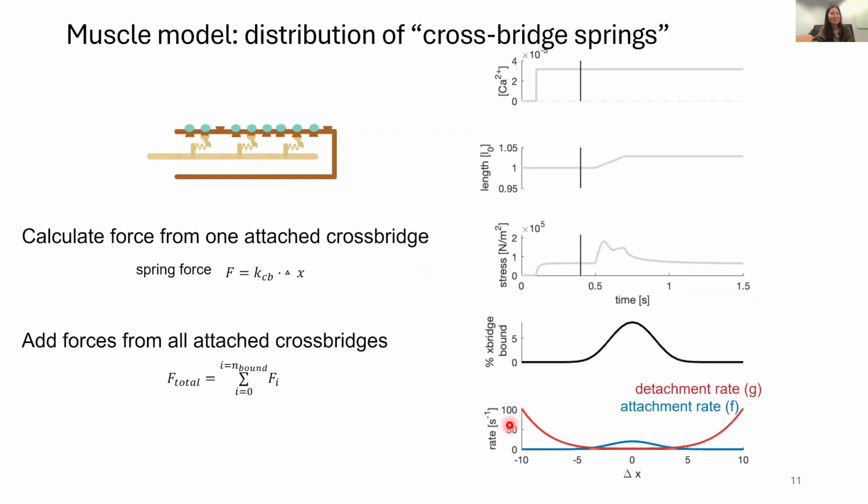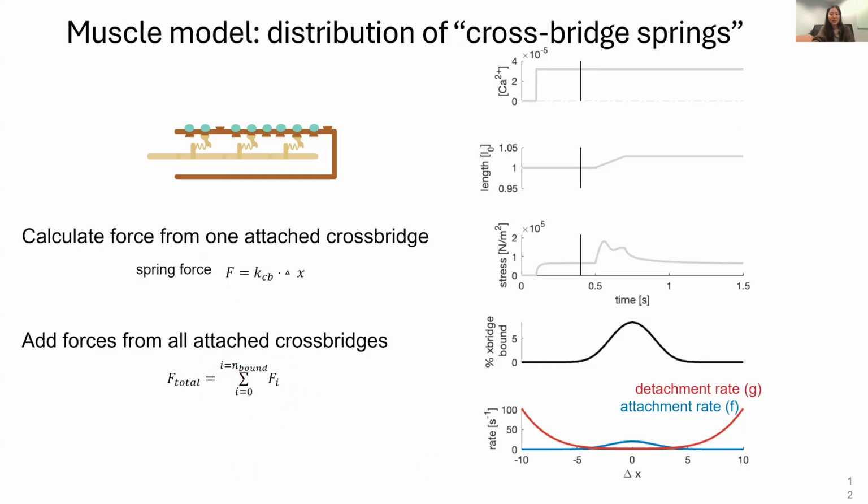All right, we'll move on. So we don't do it by hand, but we do it by using a computational model like this. And once we get the distribution of the bound cross-bridges as a function of cross-bridge length, we can now calculate the overall force as a summation of the spring forces, which is proportional to the cross-bridge length. So the total force will become the summation of each cross-bridge force for the bound cross-bridges.